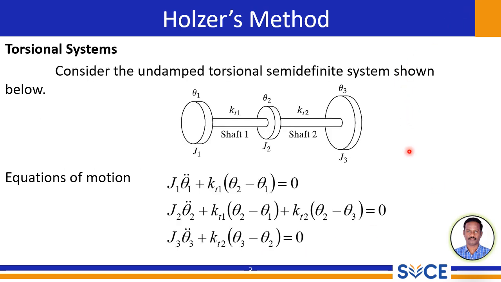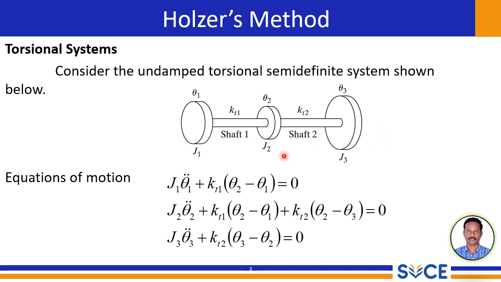Now consider how the Holzer method can be applied to torsional systems. Here we are seeing an example of an undamped torsional semi-definite system. I want to recall what a semi-definite system is. A semi-definite system is one where any one of the natural frequencies should be 0. So with that recall, I am continuing this chapter.